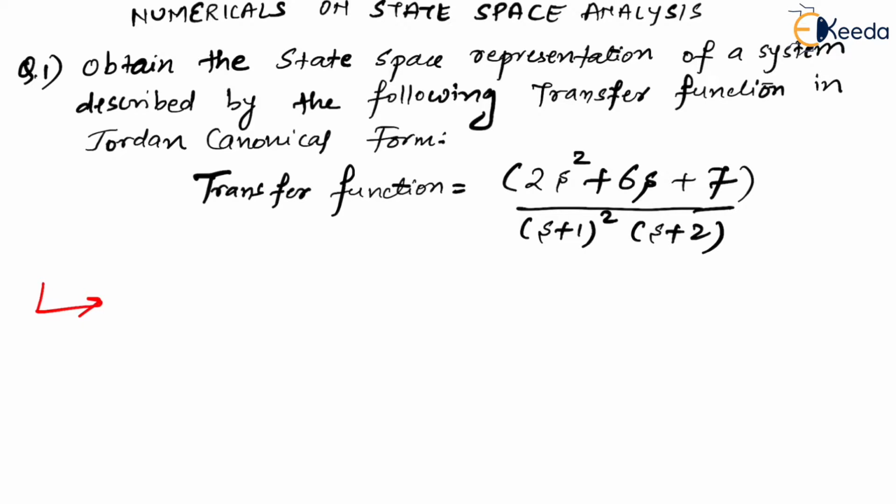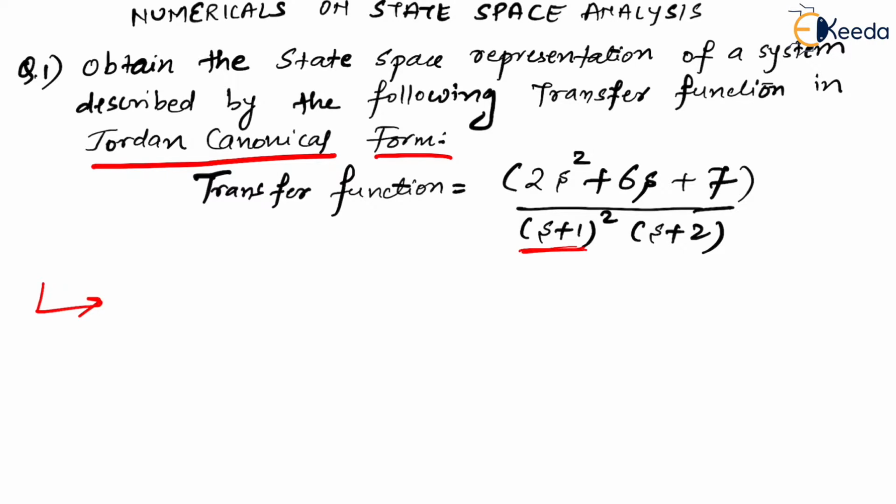Yes, so now if you see here, obtain the state space representation for a system described by the following transfer function in Jordan canonical form. That is what they are asking. Now we need to understand that when they say Jordan canonical form, there has to be repeated poles. Yes, so there are repeated poles. S equal to minus 1 has been repeated twice.